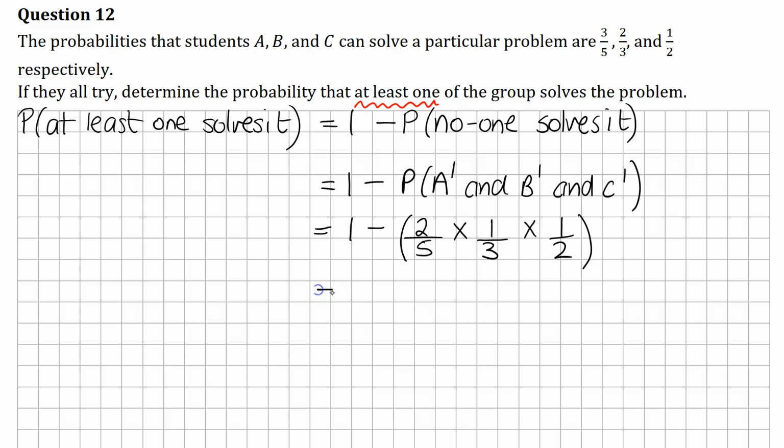Okay, so working that out then, it gives me 1 minus 1 over 15, which is equal to 14 over 15. So like I said, the "at least" problems tend to be easier to look at from the other perspective.